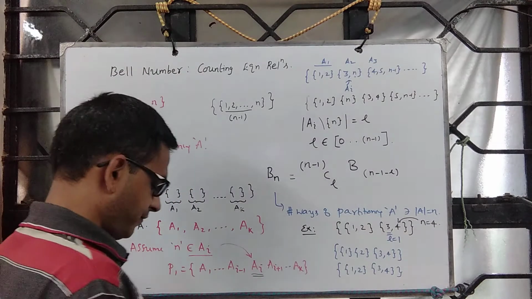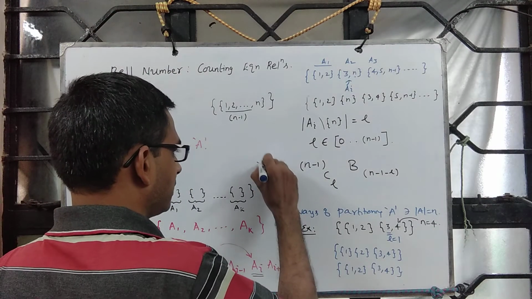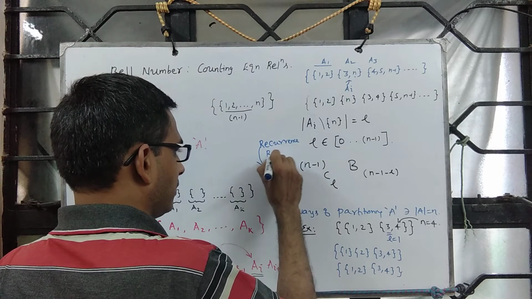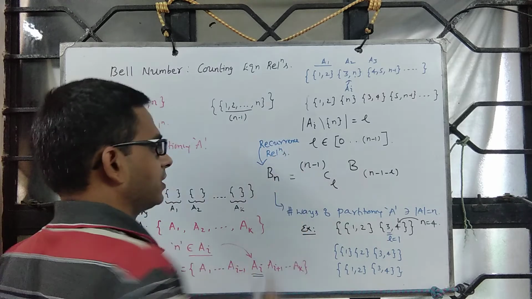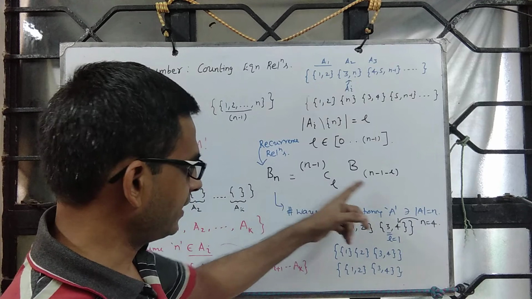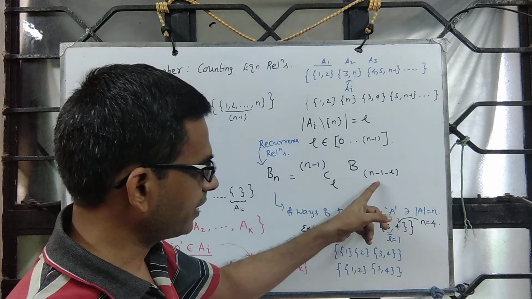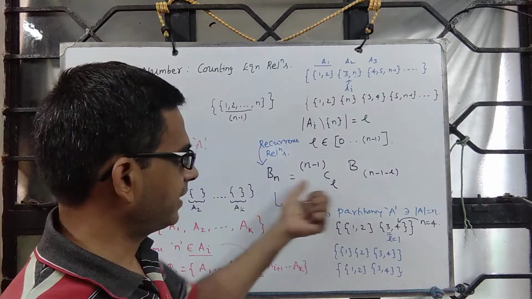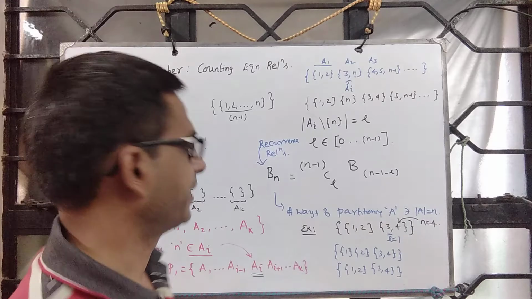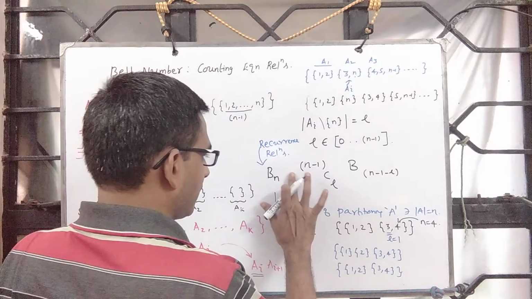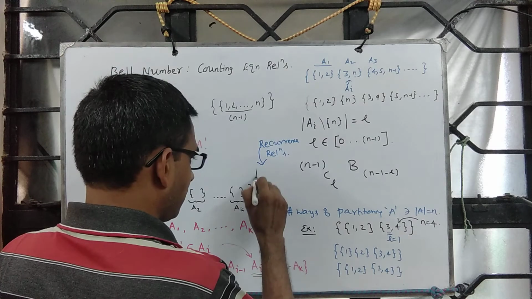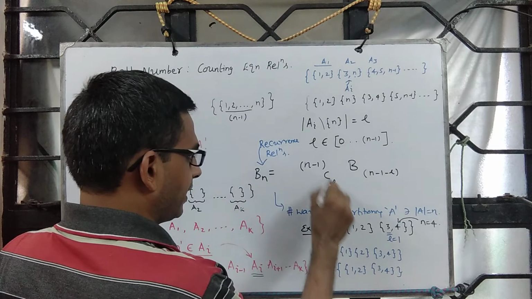So that is the beauty of the recurrence relations. Recurrence. You express the function B as a function of n itself, meaning some smaller values of n. B of n is represented in terms of smaller values of n. In this case, it is n minus 1 minus L. Fine. And now you see that L has a range.